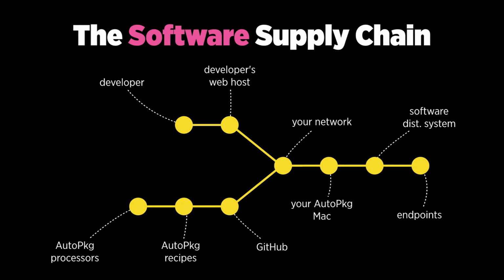And there are many points in this supply chain in the AutoPkg world. That include the developer's web host, AutoPkg processors and recipes, GitHub itself, where most of these recipes are stored, your local company network, your local computer that runs AutoPkg, and eventually the endpoints. Now that endpoints dot should really be bigger than the whole rest of the chart, because potentially there's thousands or tens of thousands of endpoints that you're deploying to, and that's a very big deal if something reaches the endpoint and compromises them. Much bigger deal than compromising your own Mac, for example.